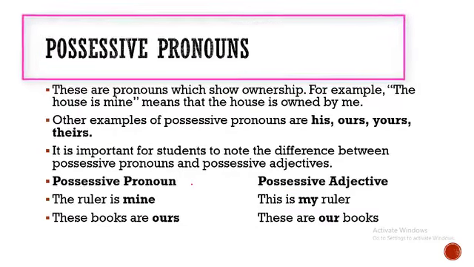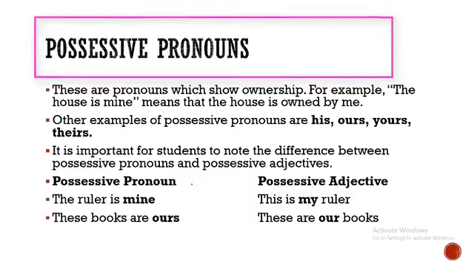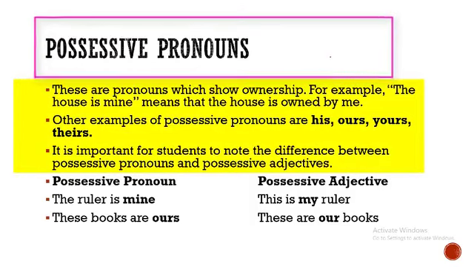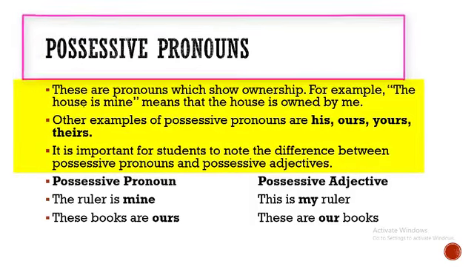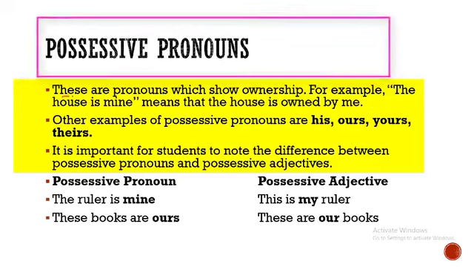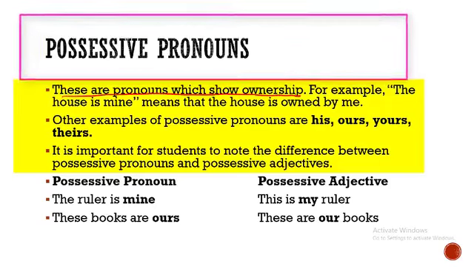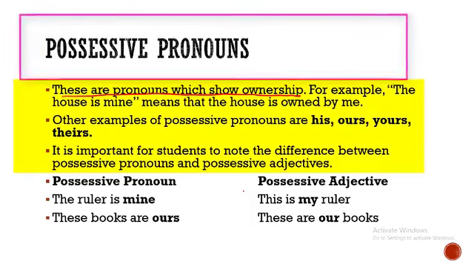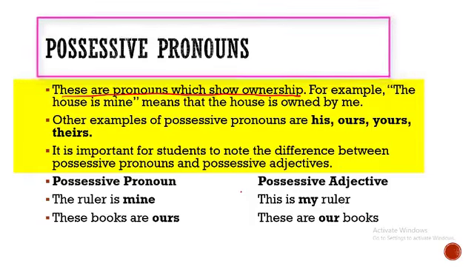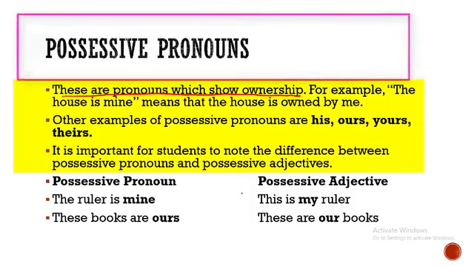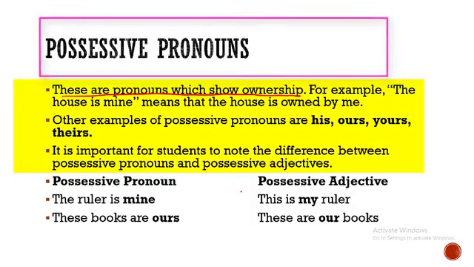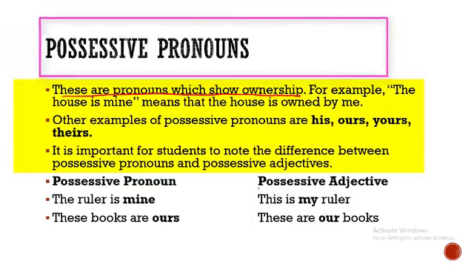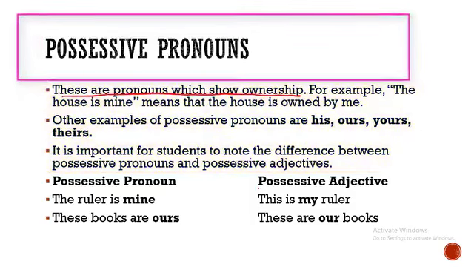Then we also have what you call possessive pronouns. Now, possessive pronouns are from the word possession. What comes to your mind? Ownership. Okay? So possessive pronouns are used to what? Denote ownership. Okay? So it shows this thing belongs to me. So we take the example, the ruler is mine. That's the possessive pronoun, but if you are going to use it as a possessive adjective, this is my ruler. So my is a possessive adjective. Mine is a what? Possessive pronoun.